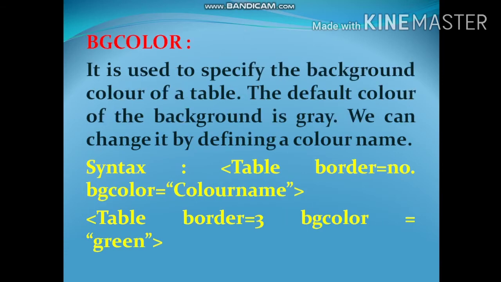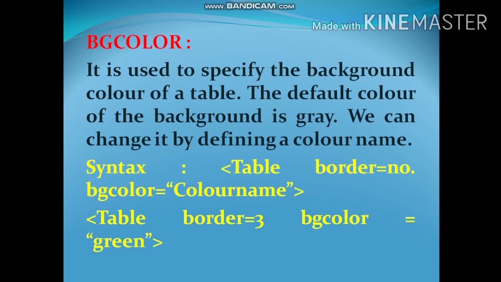Now bgcolor, that means background color. Here also you can use the same attribute as in the body. Here also we can change the background color of the table. It is used to specify the background color of a table. The default color of the background is gray. We can change it by defining a color name.